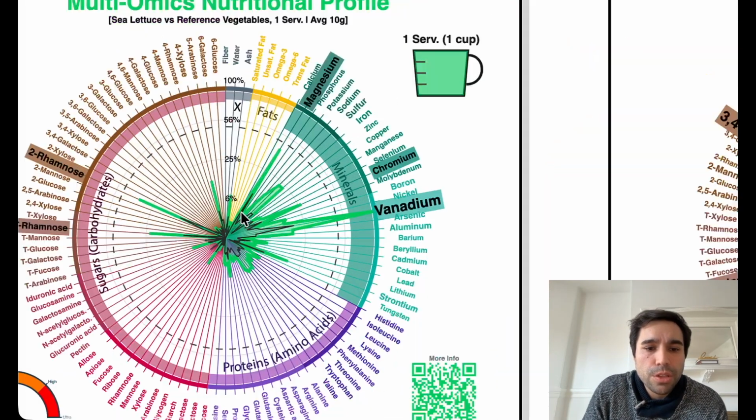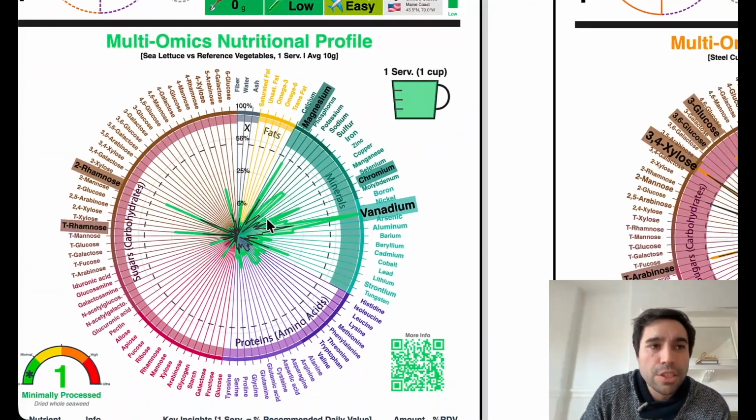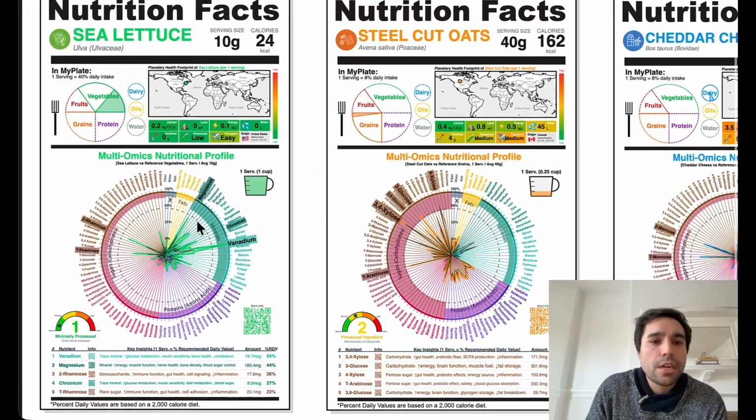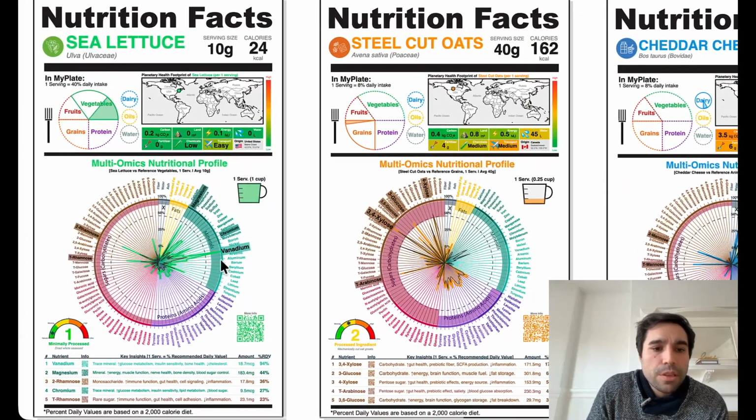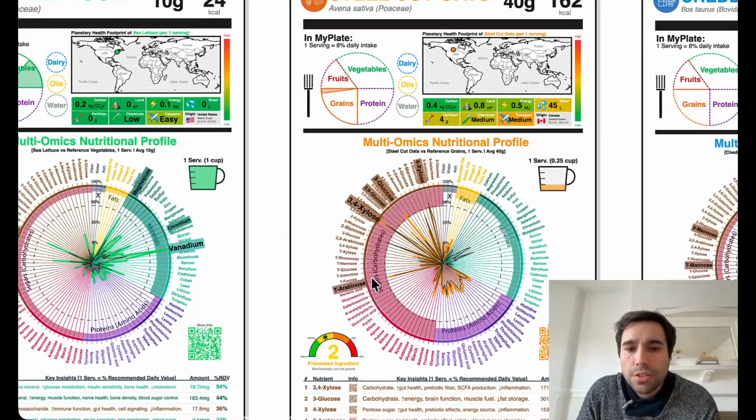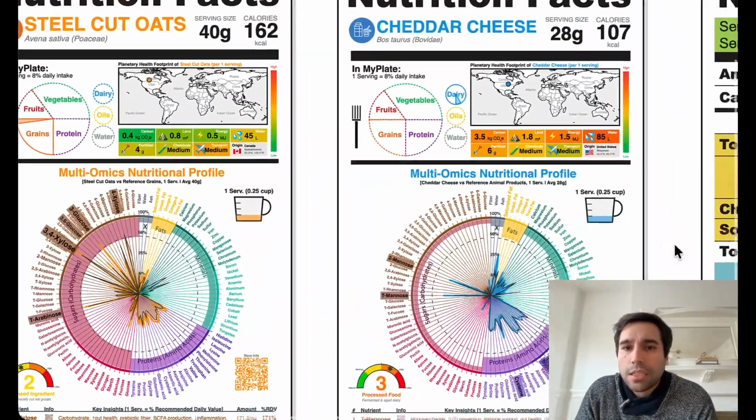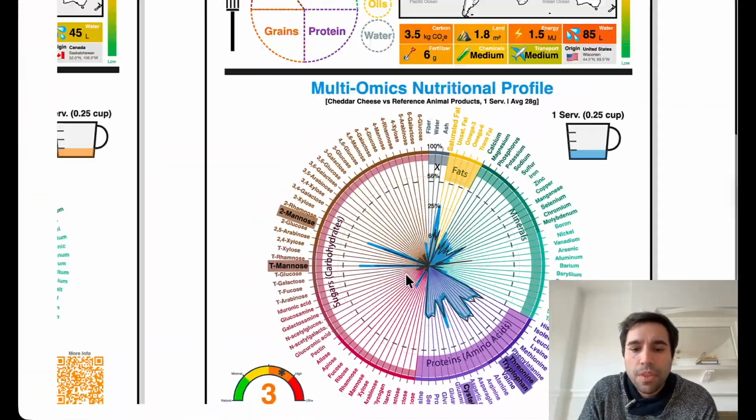And in addition to that, you will notice this black line, which is the reference of the average of that food group. So sea lettuce would be much higher density in those nutrients than, say, other vegetables. So you can see, for example, that sea lettuce is high in minerals, but not in chromium and magnesium. But then, for example, steel cut oats are high in carbohydrates, and in the case of cheddar cheese, for example, high in amino acids, but also fats.